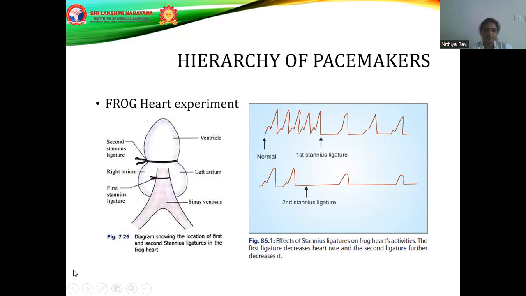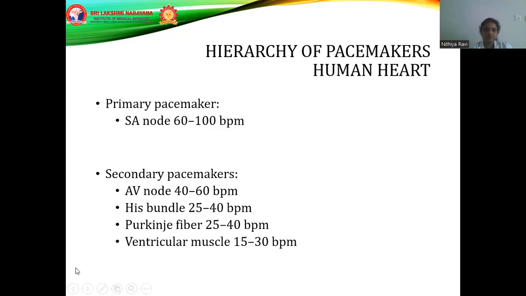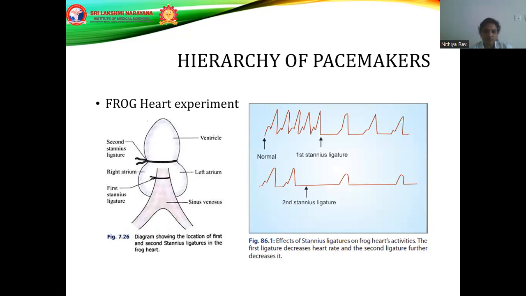Here in this diagram, there is a ligature which is placed here, the Stannius ligature 1. That is, in between the sinus venosus and the atria, a ligature is placed, and that is called the first Stannius ligature. The sinus venosus in the frog's heart is similar to the SA node in the human heart. So here we are trying to block the conduction from the SA node to the atria, that is, the sinus venosus to the atria.